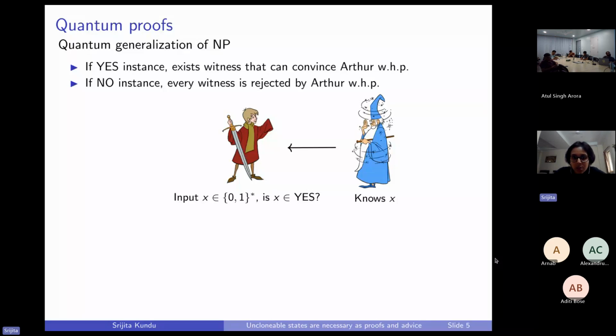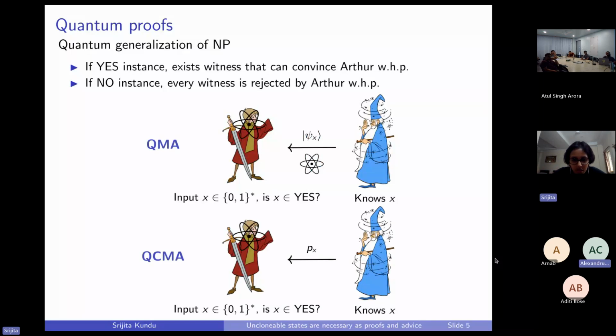So now how do you make this quantum? The approach taken in the complexity class QMA is that Arthur is now a polynomial-time quantum algorithm, and the proof that Merlin sends to Arthur is a quantum state. So Merlin knows X, and depending on X, Merlin sends a quantum state psi_X to Arthur. On the other hand, in the class QCMA, Arthur is still a polynomial-time quantum machine, but the proof that Merlin sends to Arthur is a classical string. So depending on X, Merlin sends some classical string p_X to Arthur.